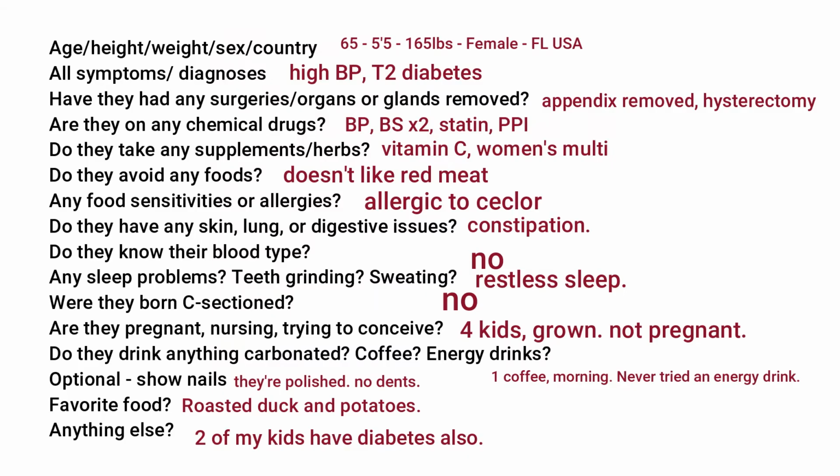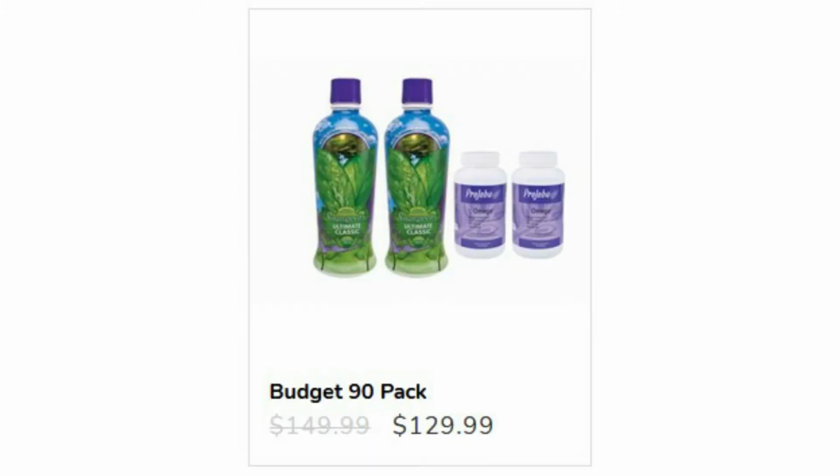The 3 price point options I would give her, the first would be what I call the budget pack or some equivalent, where it's a liquid based product. I like the Ultimate Classic because for the money it has the most nutrients in it. It's not the most enjoyable or the most practical product because you have to keep it in the fridge because you can't travel around with it.